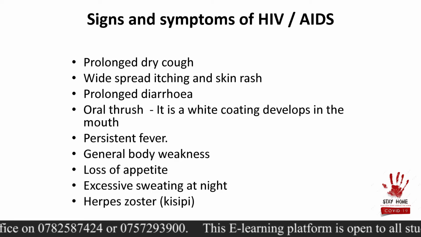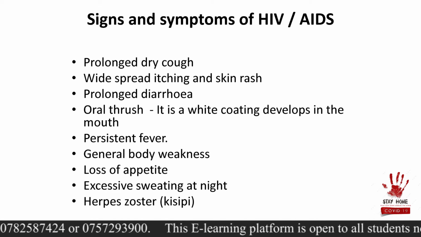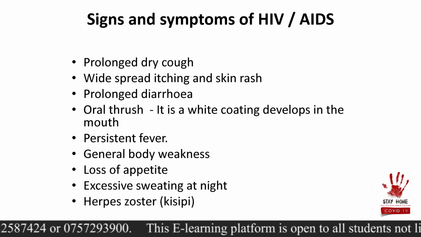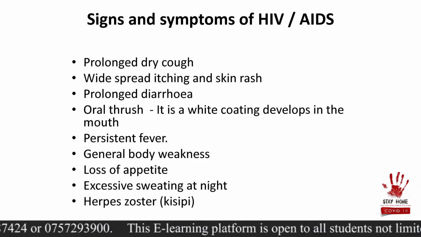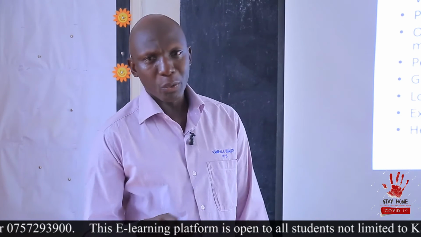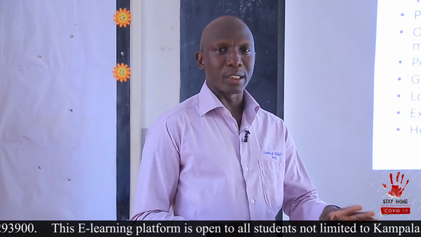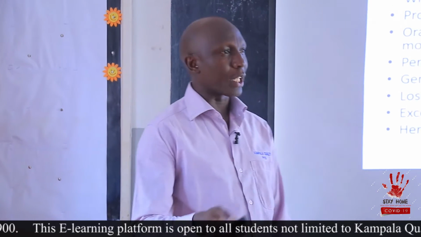Two, widespread itching and skin rash. You develop a rash on your skin. Three, you have prolonged diarrhea. Do you remember what diarrhea is? I know you learned about it in P3. That is frequent passing out of watery stool. It's going to be prolonged; every now and then you are in the toilet.